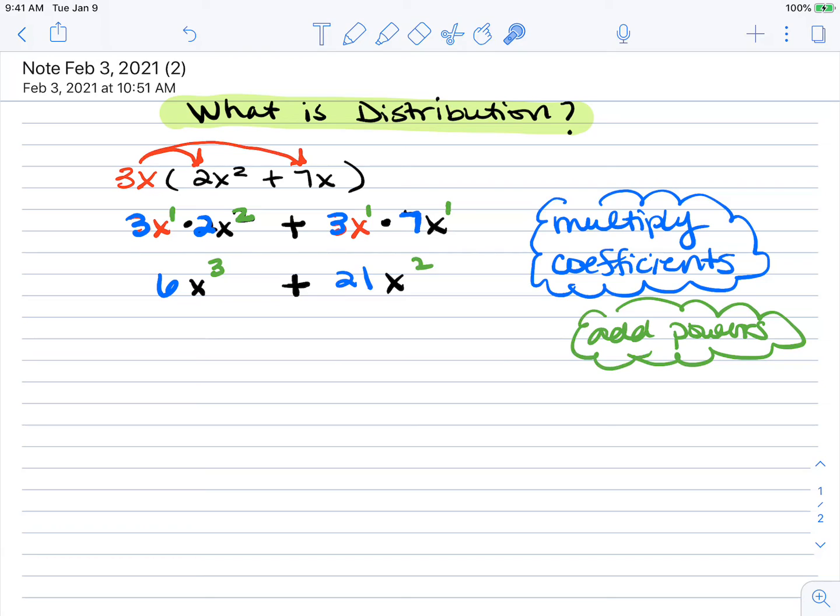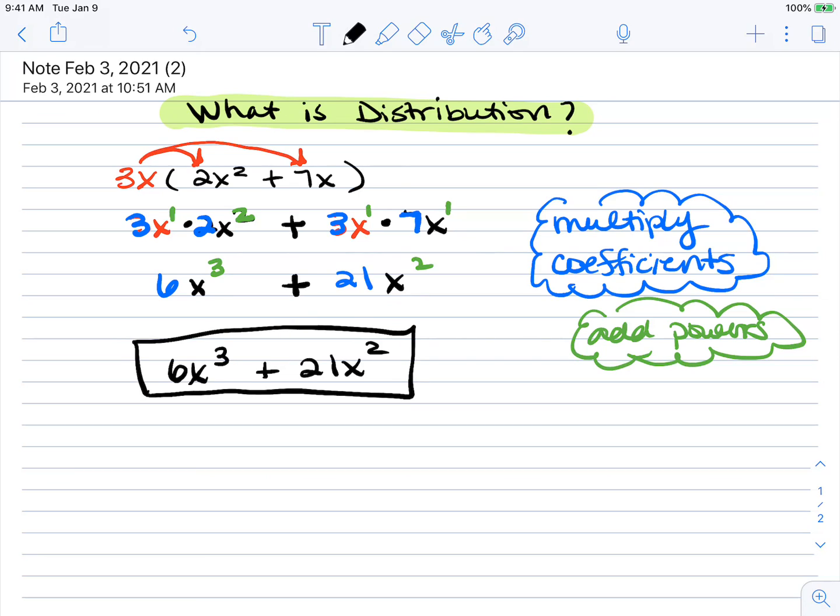Okay. Now, the common thing people try to do is add these together, and you cannot do that, because they're not like terms. So when I'm looking at this, this has a power of 3 on it, and this has a power of 2 on it, which means they are different kinds of terms. And that means that my entire answer is just going to be 6x to the third and 21x squared, because I cannot put those together.